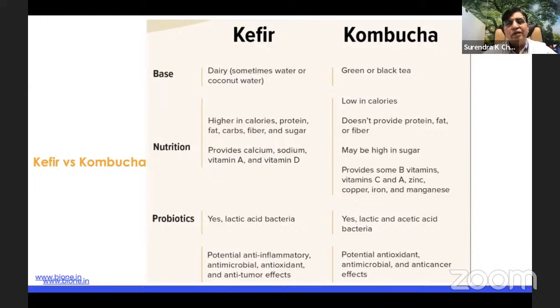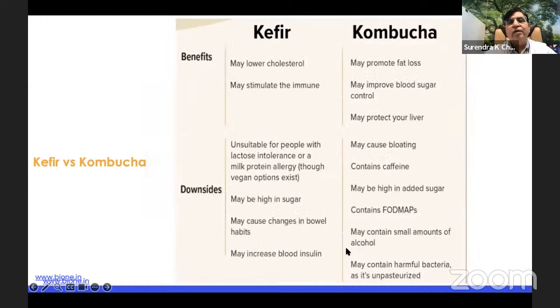And in kombucha it is green tea or black tea. There is a lot of nutritional value in both, but there is more vitamin, zinc, and iron in kombucha. Both have probiotics and have anti-inflammatory, antimicrobial, and antioxidant effects. They lower your cholesterol and stimulate your immune system. They also support the liver, weight loss, and blood sugar control.